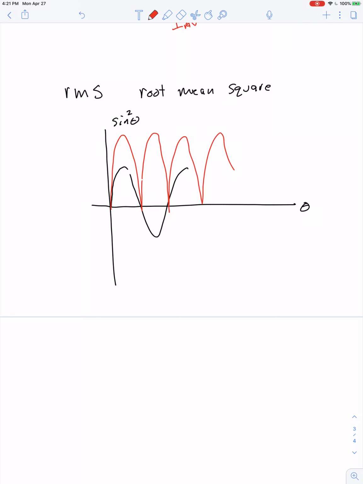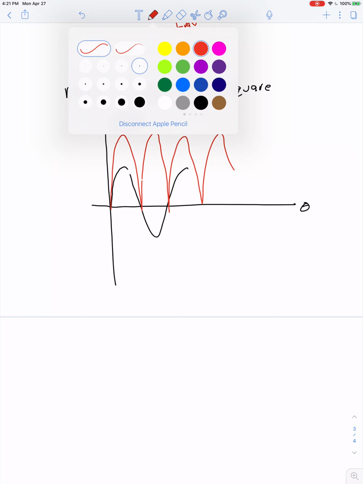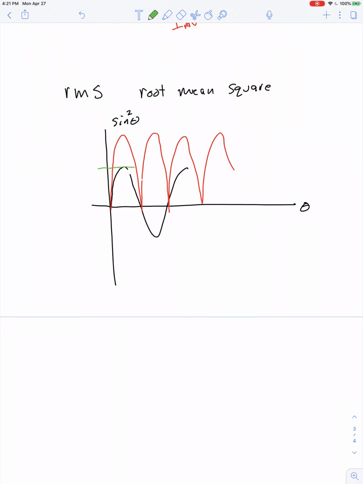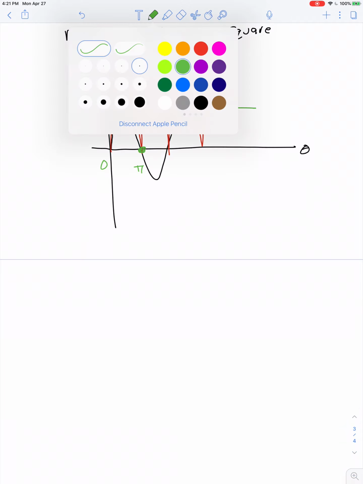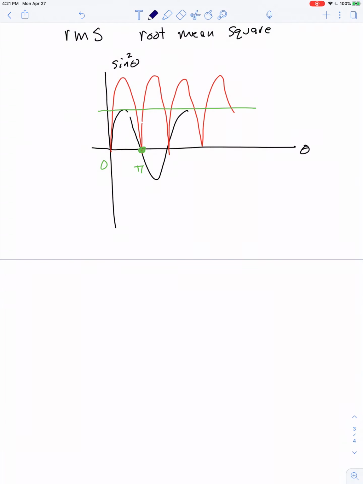And we'll just take the same approach. We're going to ask the question, what steady value produces the same area over time? So let's go for half a cycle. Let's go from 0 to pi. So again, we're going to have to say x times pi is equal to this shaded area.